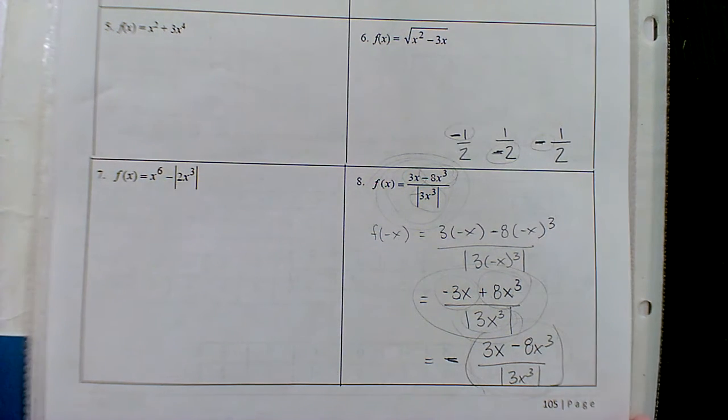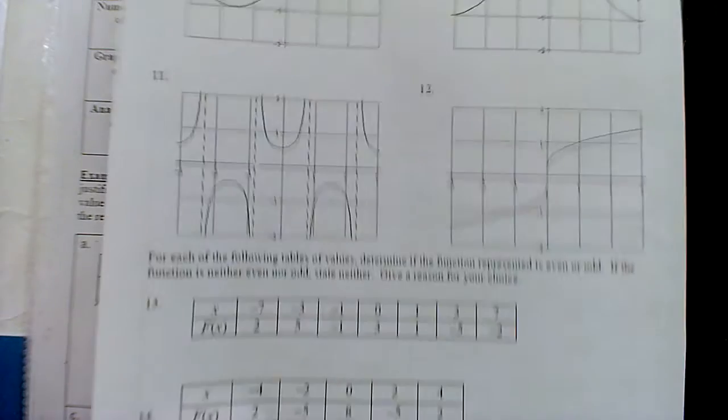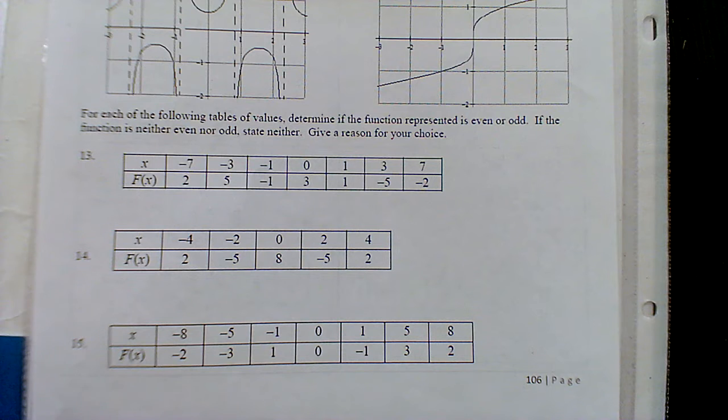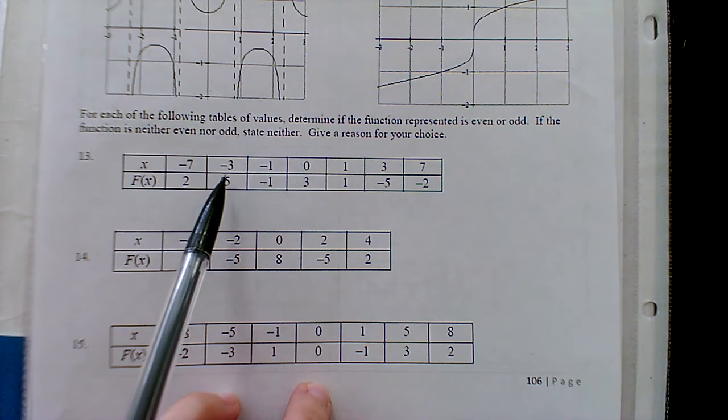Another one, Mario? Yeah? 106. Okay. Which? 13. All right. Determine if we are even or odd. Okay, so same type of question, just instead of looking at an equation to test, we now have to look at a table to test.